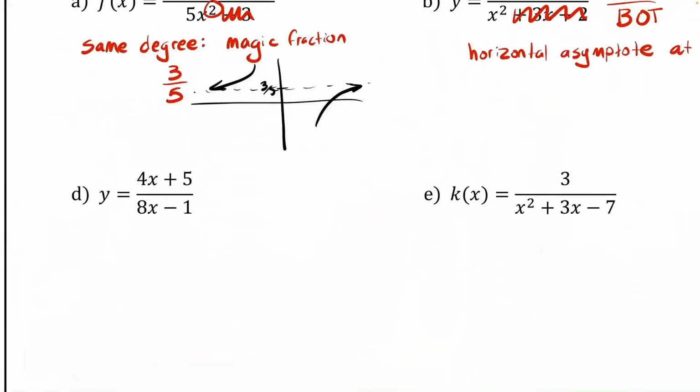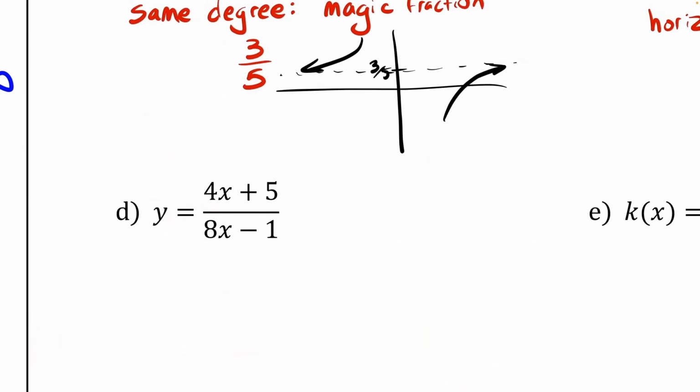All right. What about in D? What's going on? Someone other than Claire, she's been doing the heavy lifting. What's going on with the degree? It's not 0 again. It's not infinity. It's a magic fraction. Why is it a magic fraction? Same power, same power. So if it's the same degree, that means that we're doing a magic fraction.